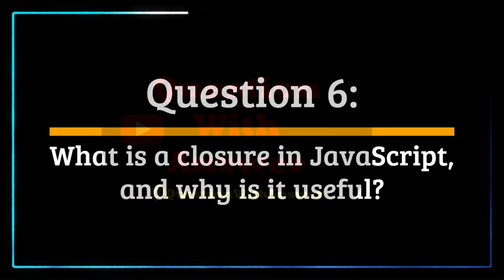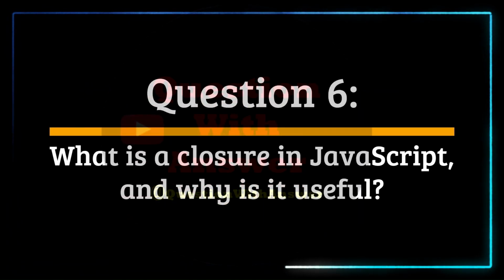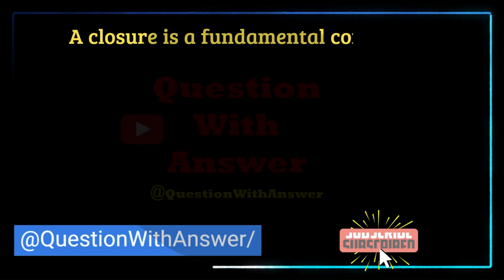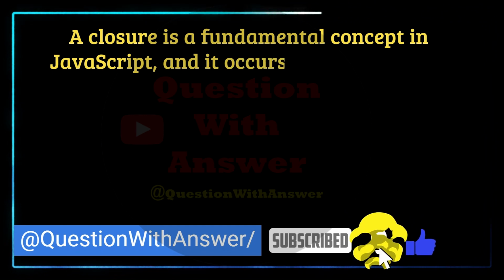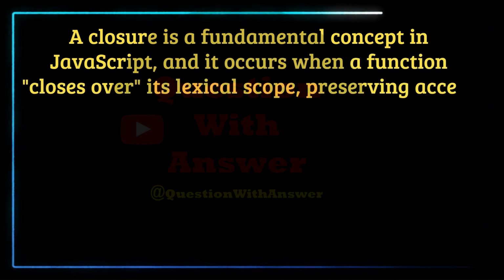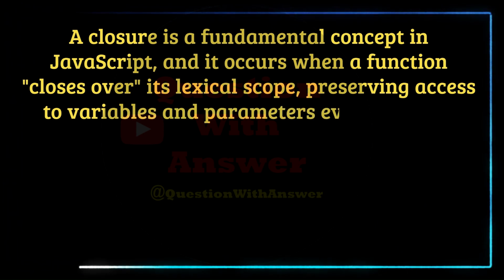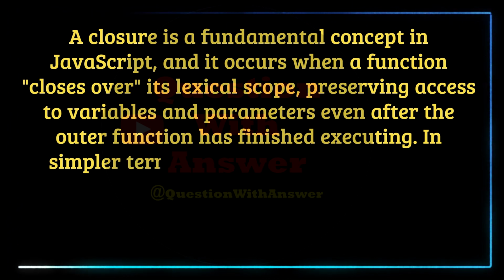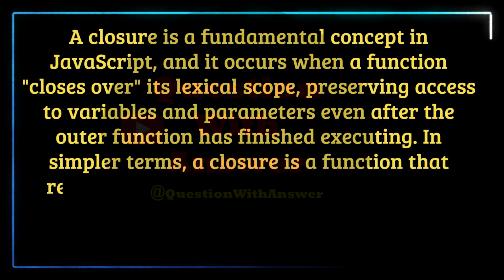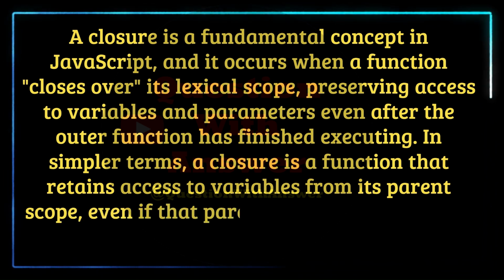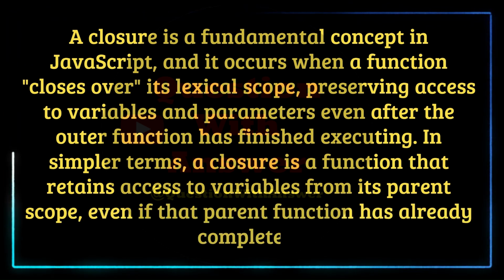Question 6. What is a closure in JavaScript, and why is it useful? A closure is a fundamental concept in JavaScript, and it occurs when a function closes over its lexical scope, preserving access to variables and parameters even after the outer function has finished executing. In simpler terms, a closure is a function that retains access to variables from its parent scope, even if that parent function has already completed.